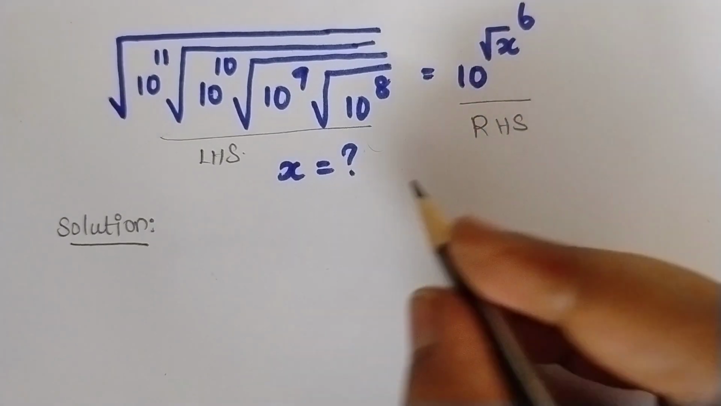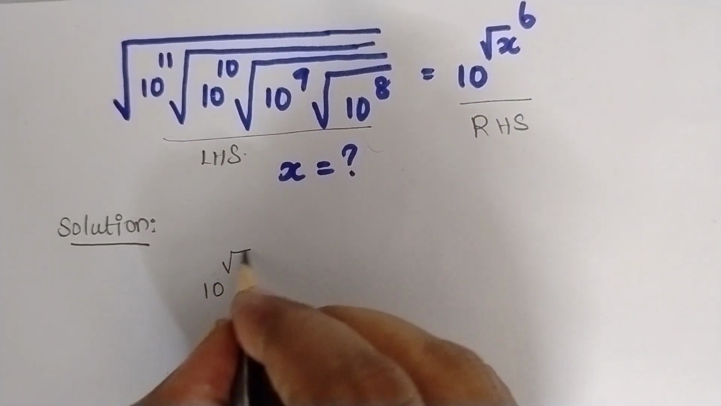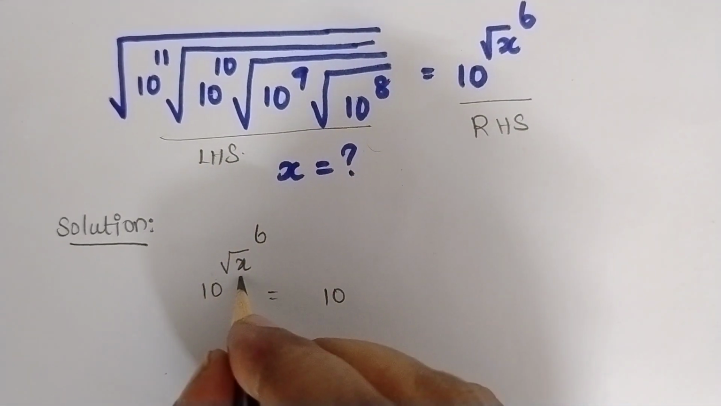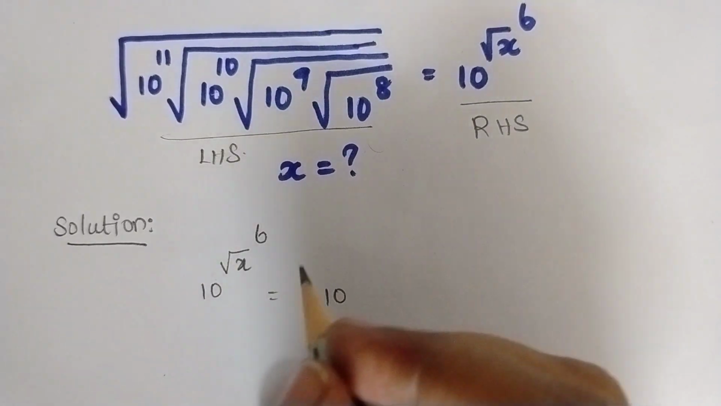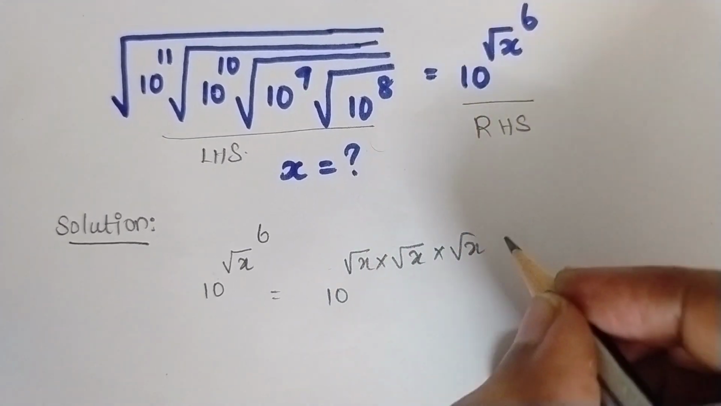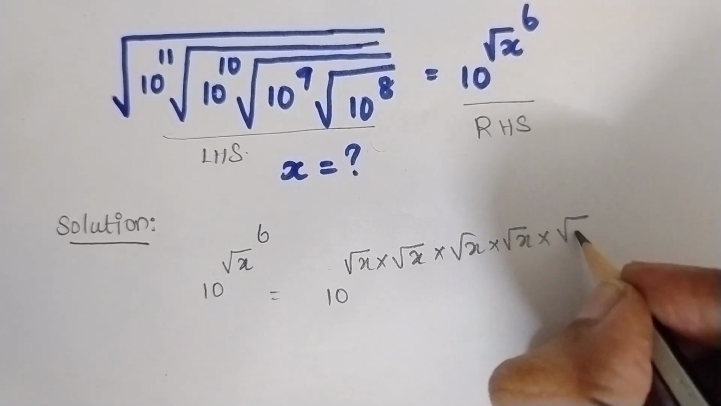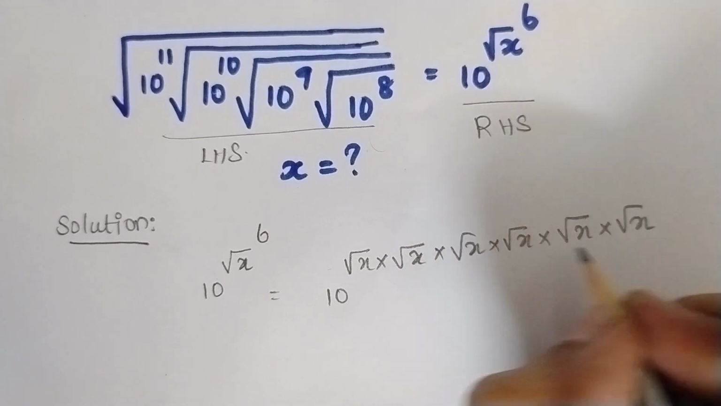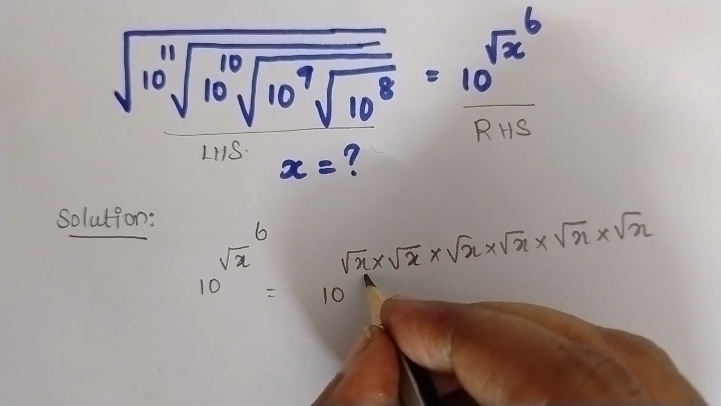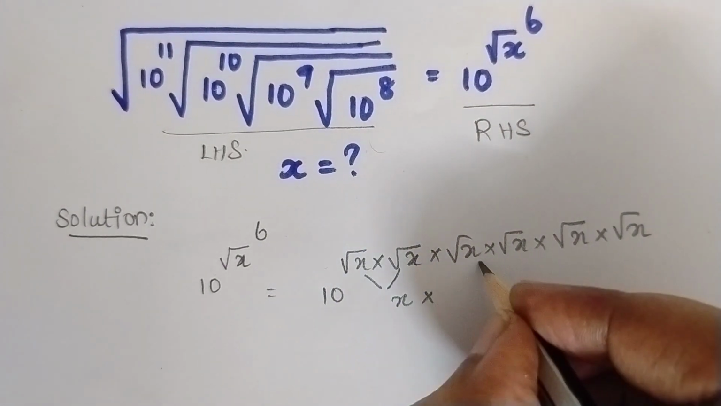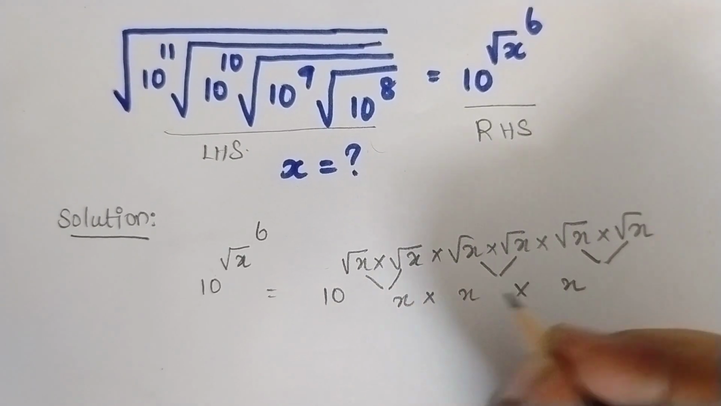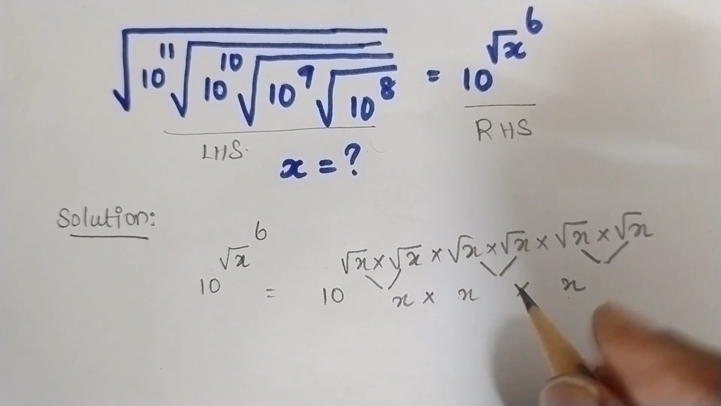First, I'm going to take this 10th root of x power 6, which means 10th root of x gets multiplied 6 times. So, root x into root x into root x into root x into root x into root x. Okay? Now, the root x gets multiplied 10 times. Root x into root x, x. Into root x into root x, x. Root x into root x, x. Which means x gets multiplied 3 times.